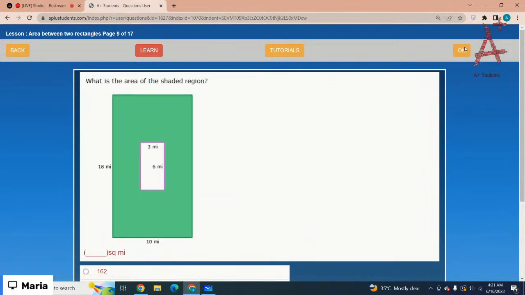Okay, the next one is what is the area of the shaded region? Let's just calculate the area of the inner rectangle. That will be 3 times 6 is 18. Then the outer one is 180. So 180 minus 18 is 162 it is.